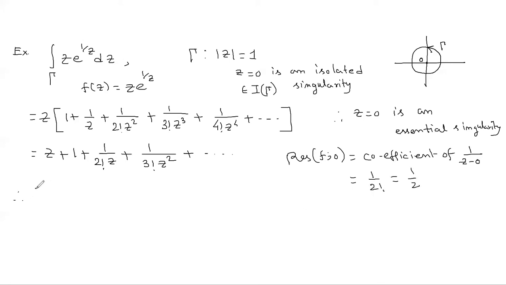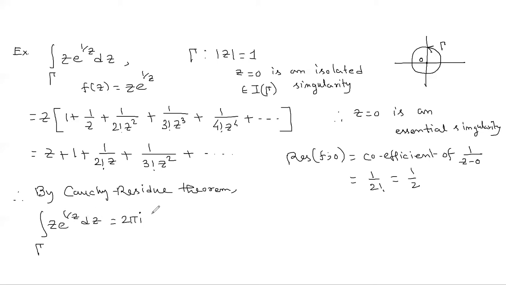So by Cauchy residue theorem we have integral over gamma z e power 1 by z dz, that is equal to 2 pi I times residue of f at the point 0. So it is 2 pi I times half. So the value is pi I.